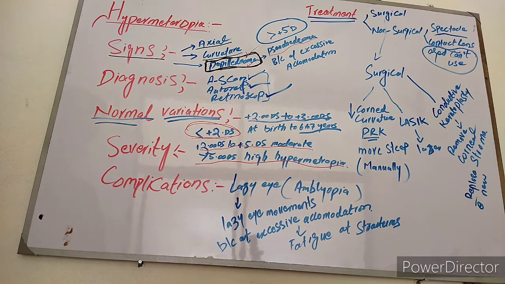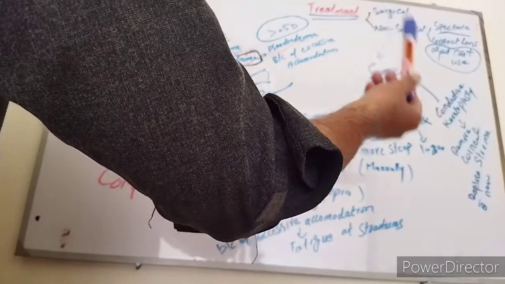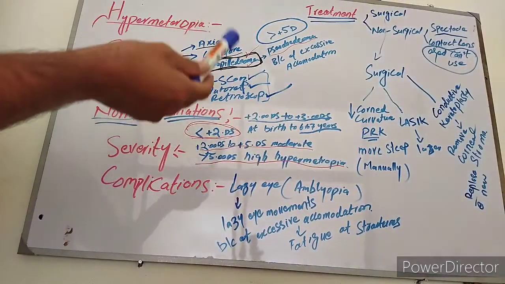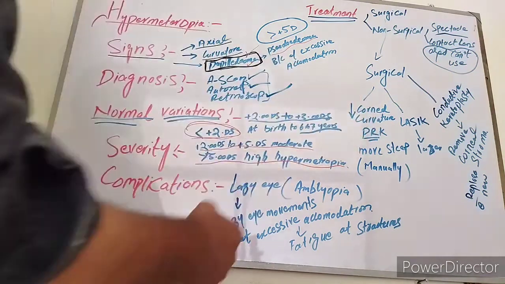And the other one is LASIK. These are the same procedure. There is just one difference between these 2 procedures. If we do this procedure with the help of laser, then this is called LASIK. If we are doing this procedure surgically, manually, this is called PRK, photorefractive keratectomy.